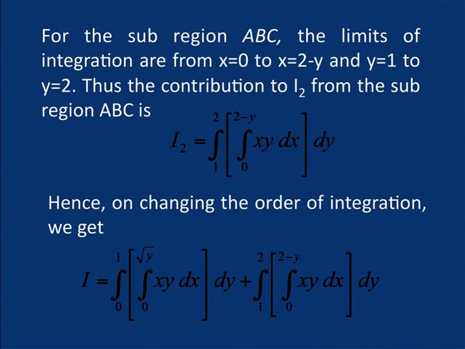Hence, on changing the order of integration, we get I equal to I1 plus I2, that is equal to the integral from 0 to 1, integral from 0 to root y, xy dx then dy, plus the integral from 1 to 2, integral from 0 to 2 minus y, xy dx then dy.